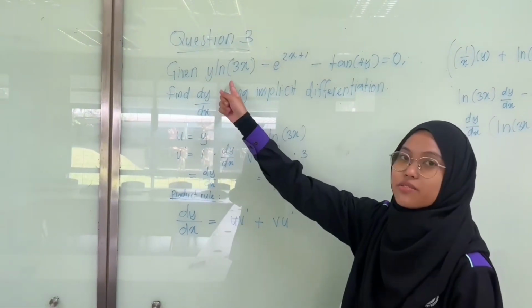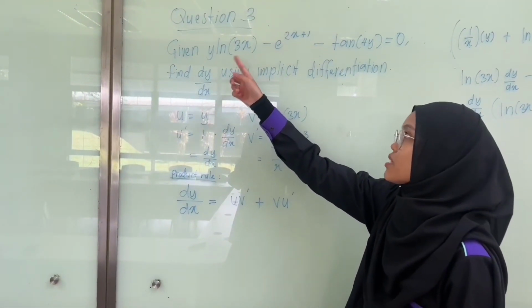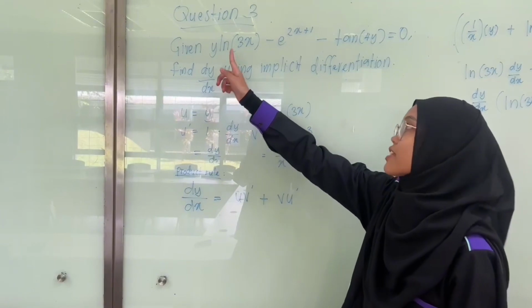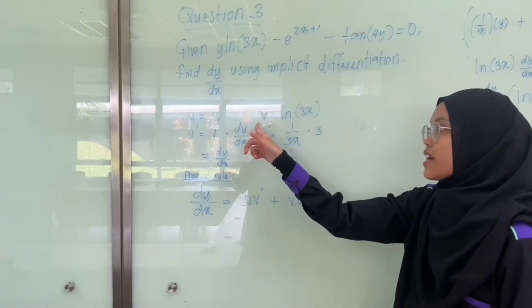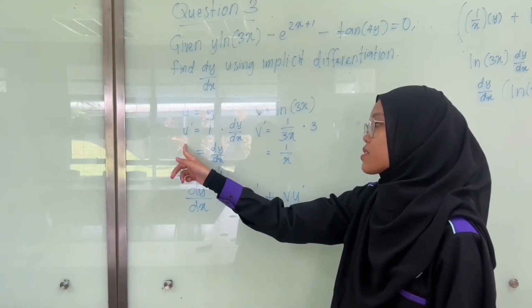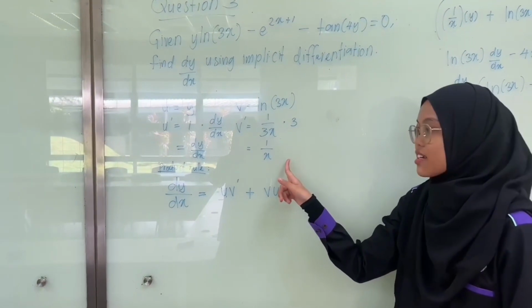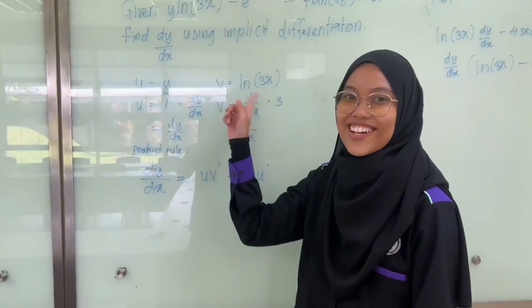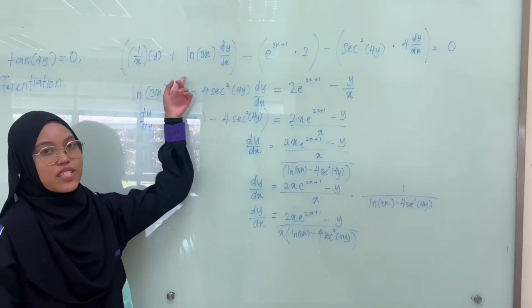When we look at this function, we see that there are two differentiable functions multiplied, which is y ln 3x. So we need to apply the product rule for this function. Then we can assume y as u, and ln 3x as v, and differentiate them to become u prime equals dy over dx, and v prime equals 1 over x. Then we can apply all of this on the product rule. This is the result of differentiating by using the product rule.